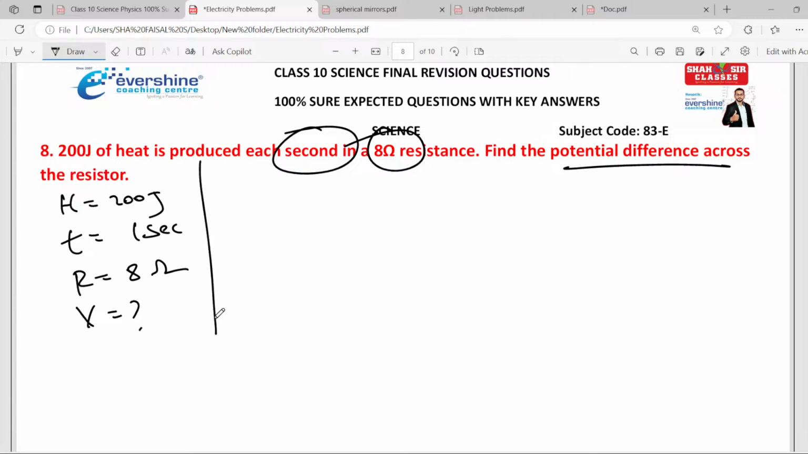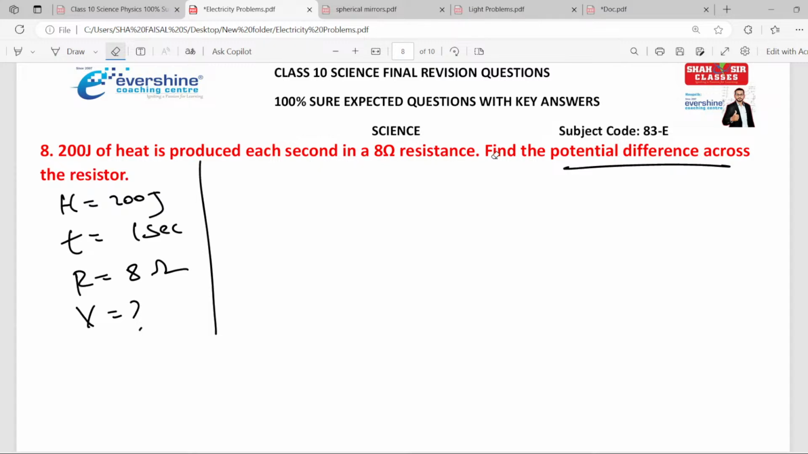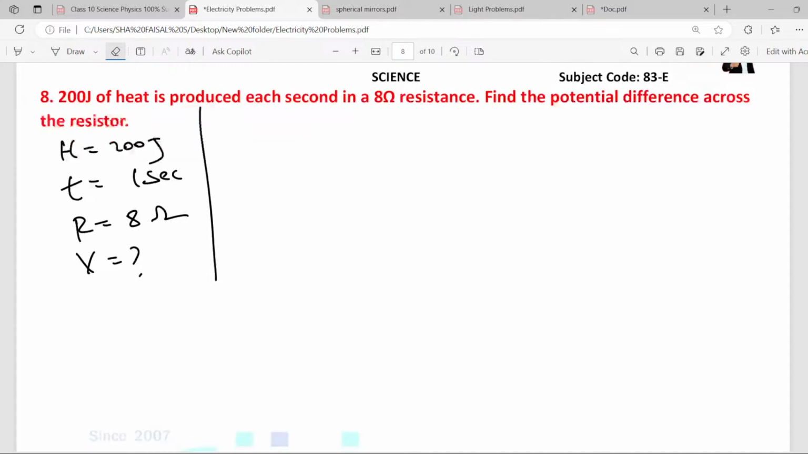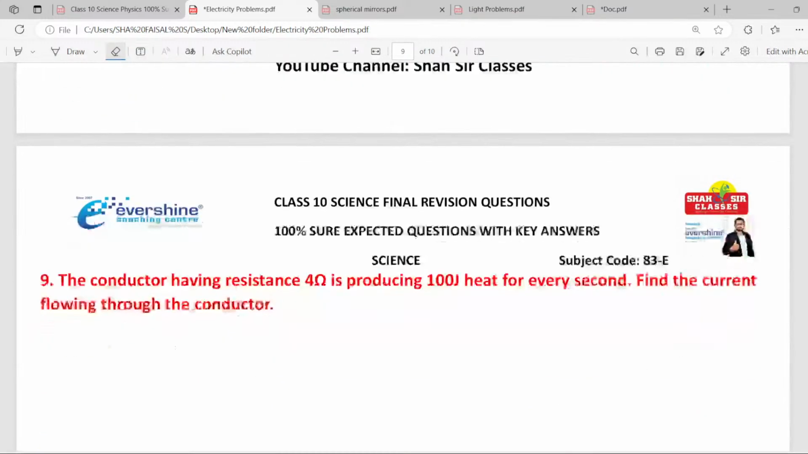Same formula, same method, same steps. Only the values are changed. I hope you people can try this problem. Am I right? You can try now? Good. Shall we proceed to the next problem?